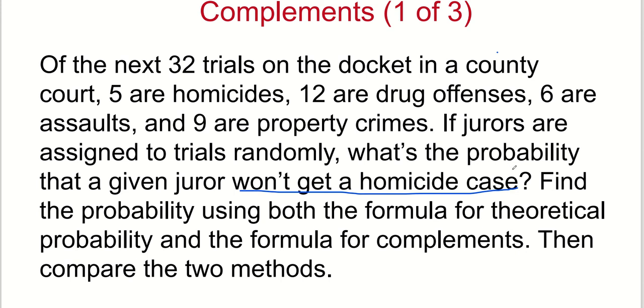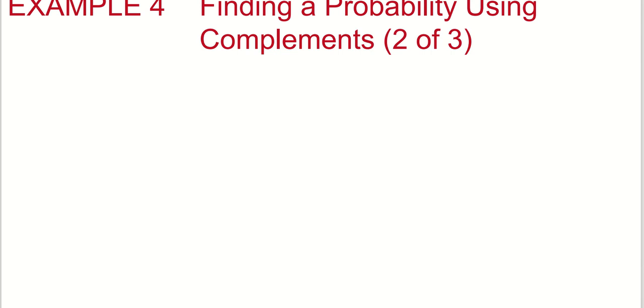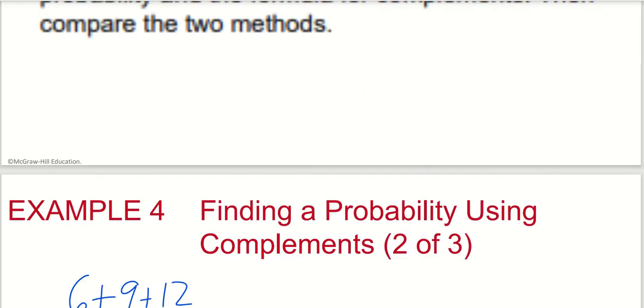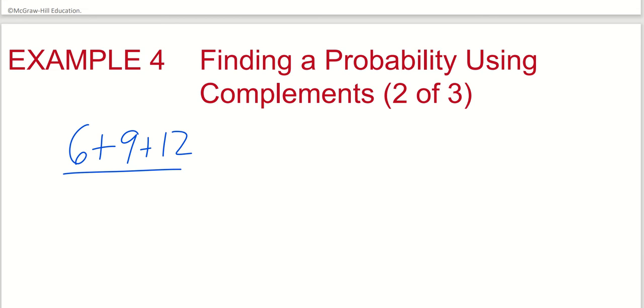If they do not get a homicide case, then it must have been one of the other offenses. It could have been a drug offense, an assault, or a property crime. That's 12 plus 6 plus 9 different outcomes. So 6 plus 9 plus 12. If we divide that by the total number of possibilities, and they said that there was 32, this would give us the probability of not a homicide.